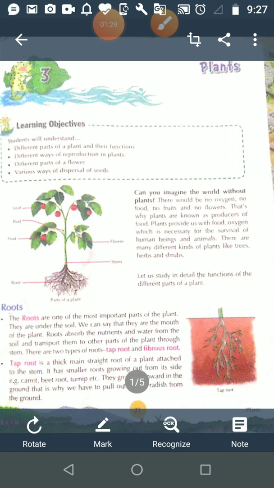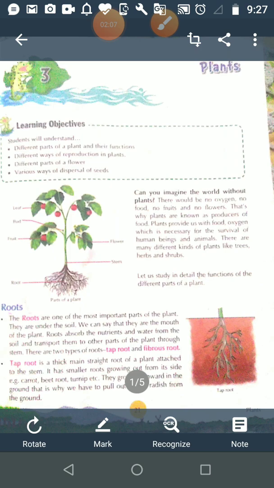You can also say that in our surroundings we are able to see different shapes and sizes of plants. So according to their shape and size and stem, these plants can be divided into various categories according to their size, stem and roots.